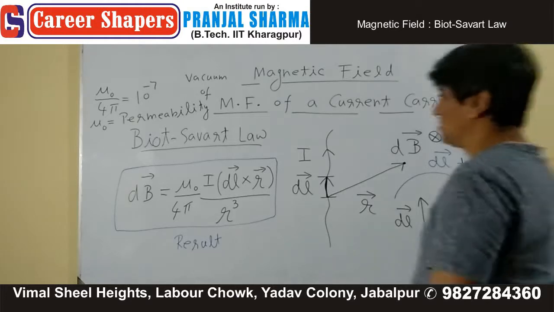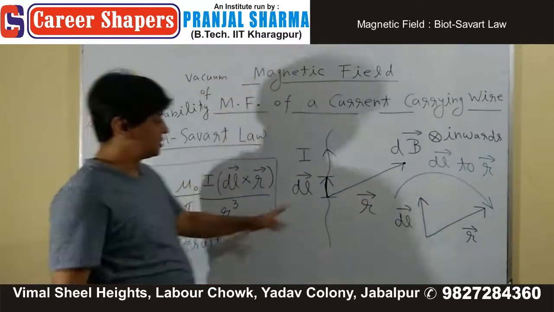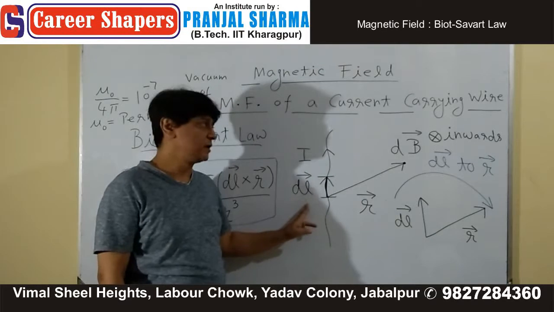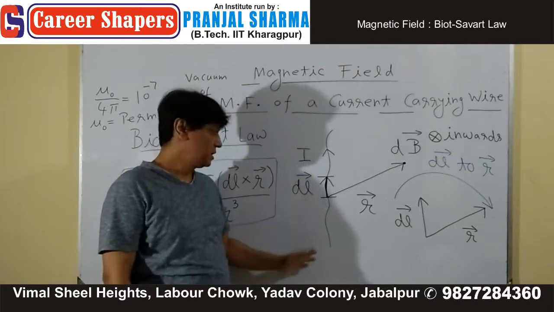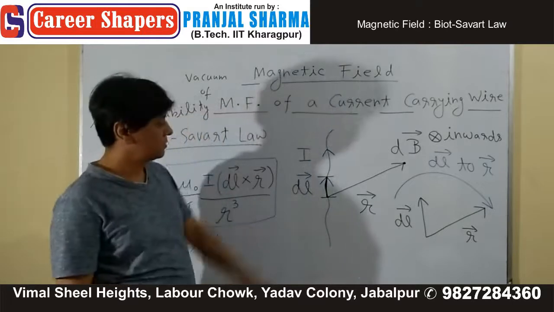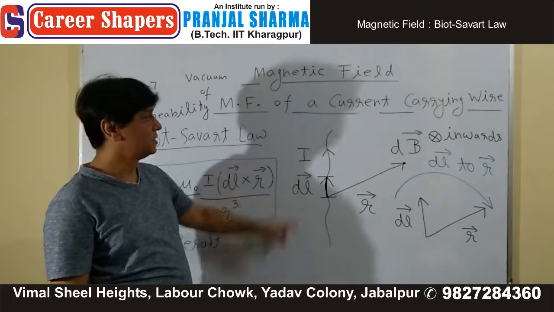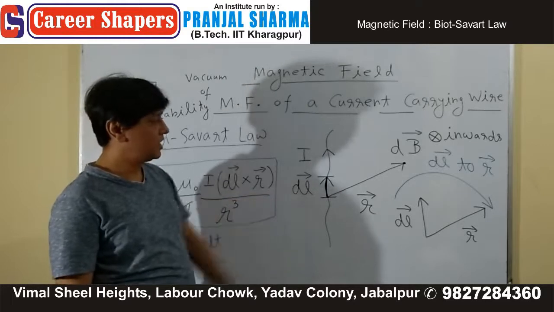Write down the statement. dl vector is taken in the direction of current flow.